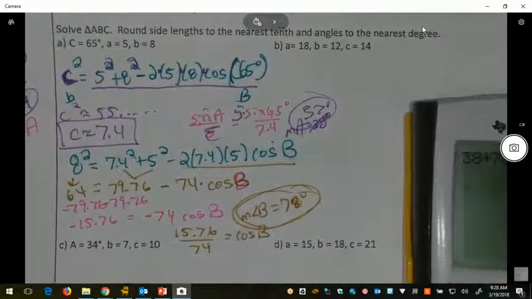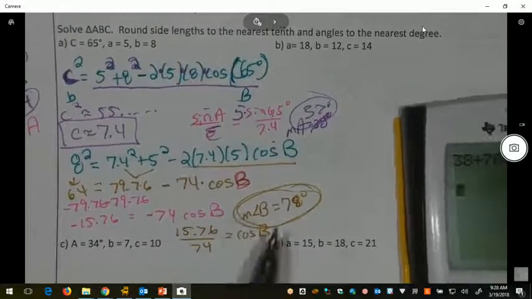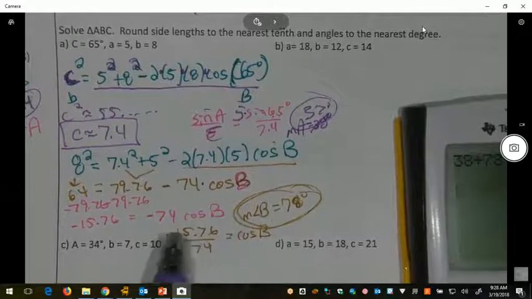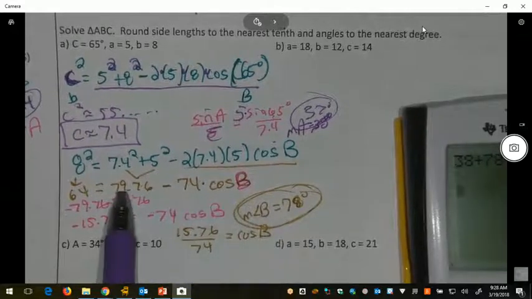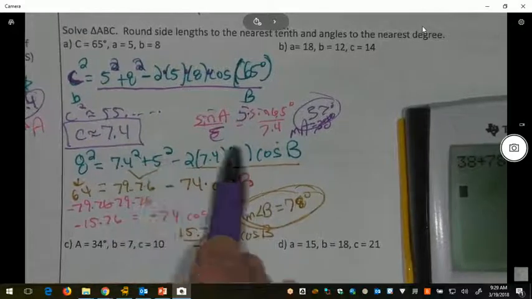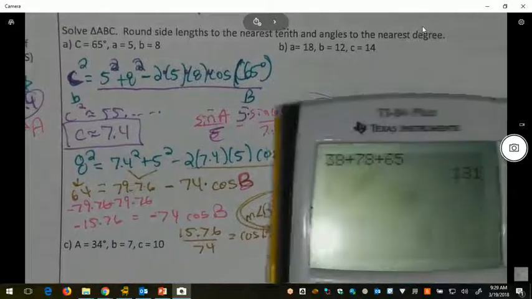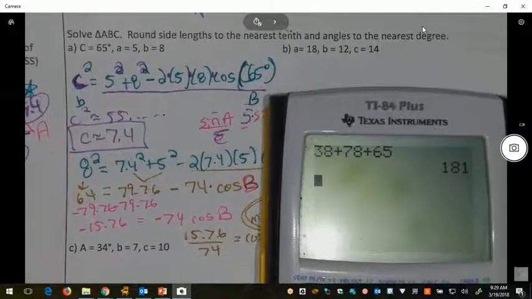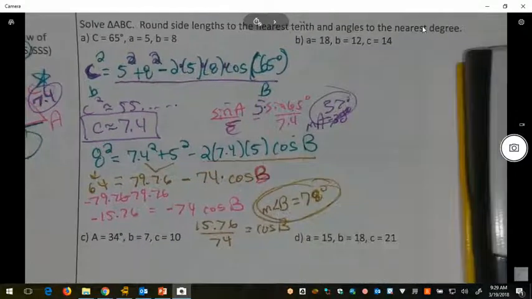If I use law of cosines, it should be exact. Law of sines is good, but law of cosines would be a little more exact on that. And what happens is I rounded this to 7.4, and so because I don't have all the decimal value, it's going to be off by just a little bit. So if you get close to 180, you're good. If it's not close to 180 and it's a lot off, well then we have a problem.